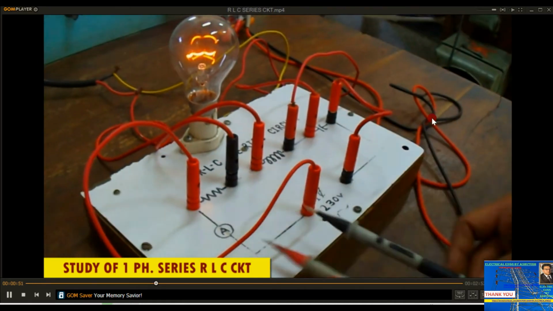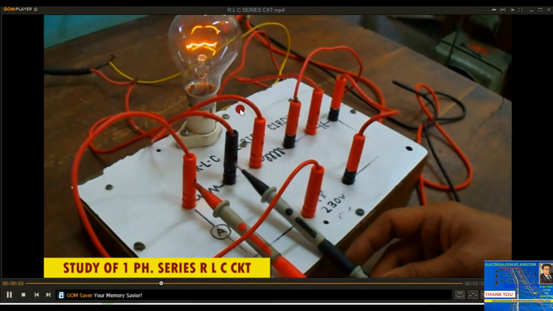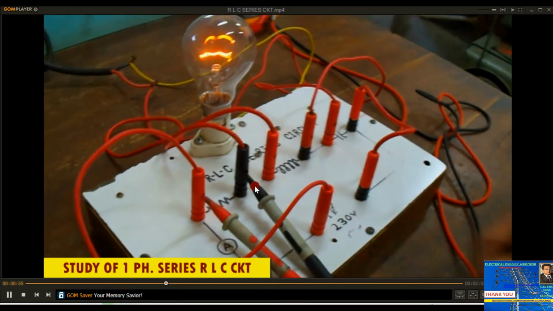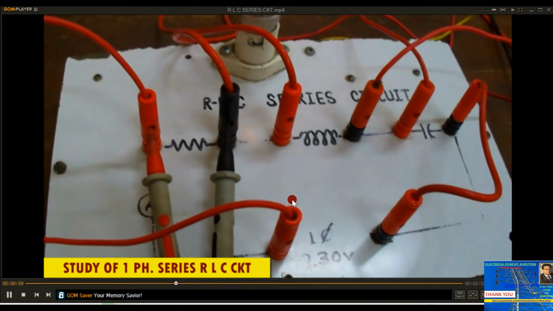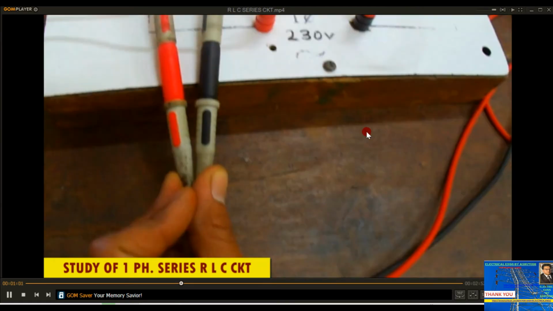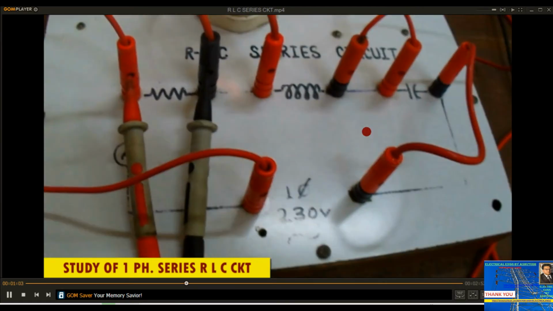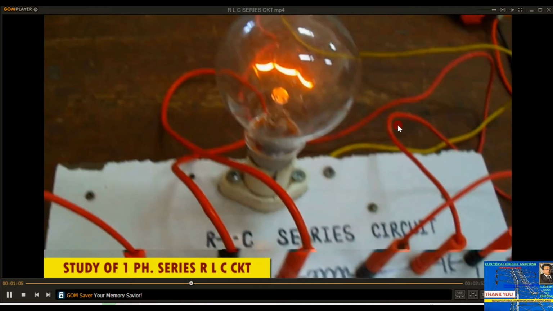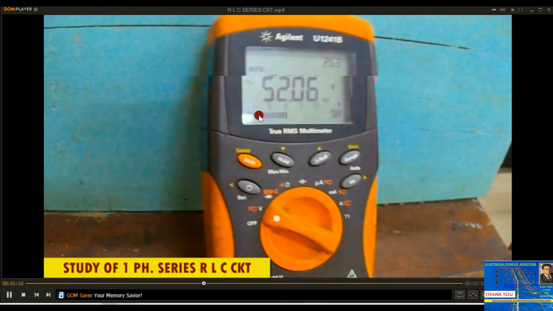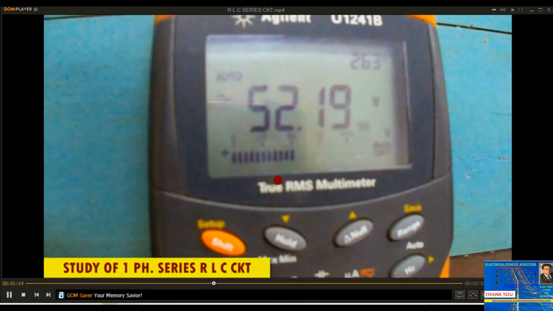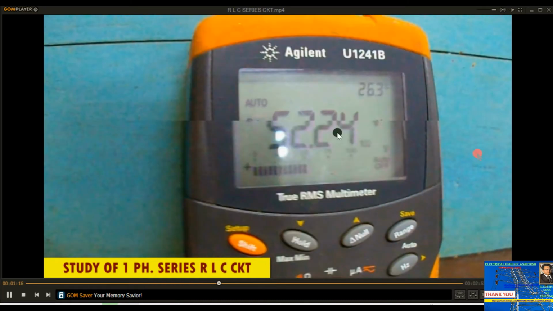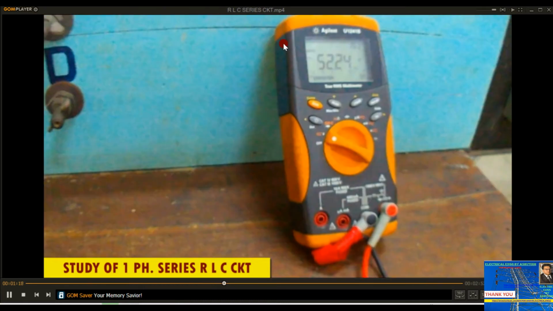Now it is removed from here, and then we have connected across this resistance, these two terminals of the multimeter. Now what is the reading? See here. So this is the reading, how much? 52.06 something, around 52 point something. So this is the voltage across resistor.